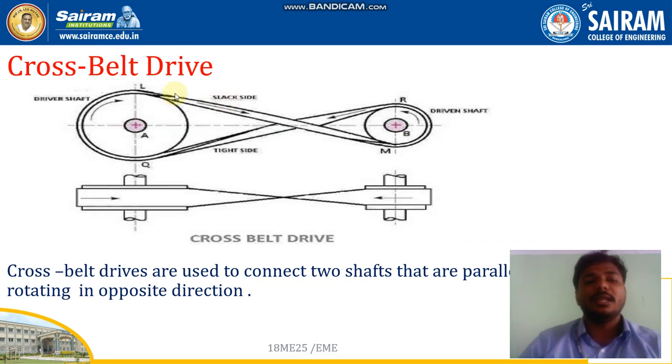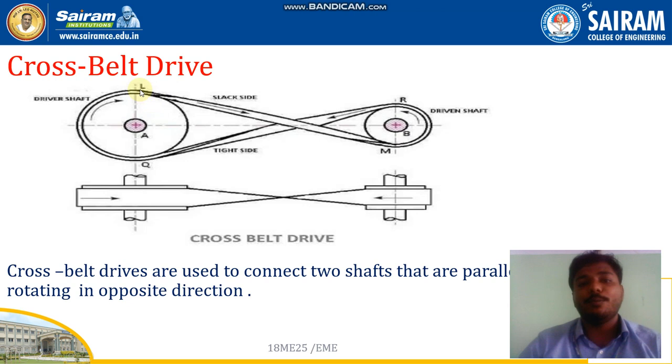Here also, similarly, the cross belt drive is used to connect shafts that are rotating parallelly, but in the opposite direction. The difference is that in the open belt drive the shafts rotate in the same direction, but in the cross belt drive they rotate in the opposite direction, as you can see in the diagram with the driver shaft and driven shaft.